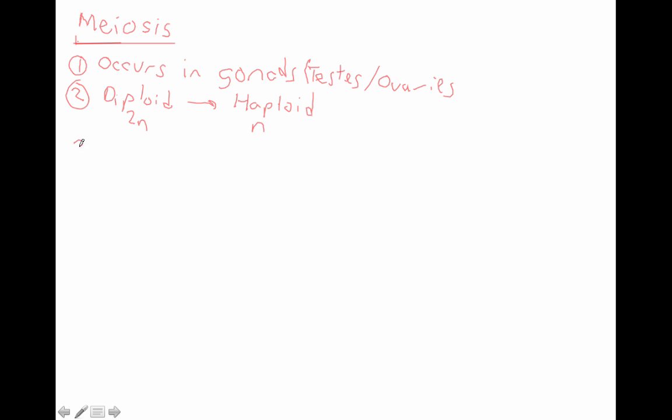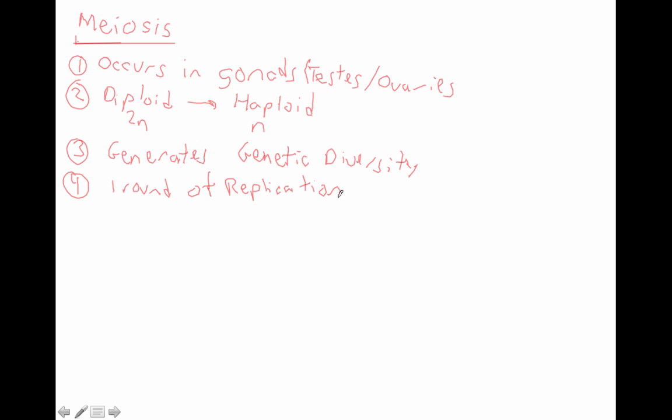The third point here is that meiosis generates genetic diversity. As we move through our discussion of meiosis, I'll stop and point out the places where genetic diversity is generated. We can simply define meiosis as one round of replication plus 2 rounds of segregation.